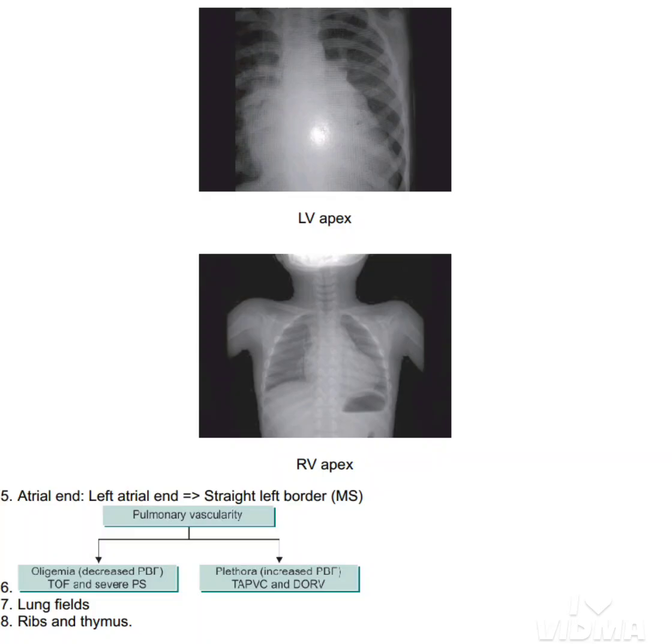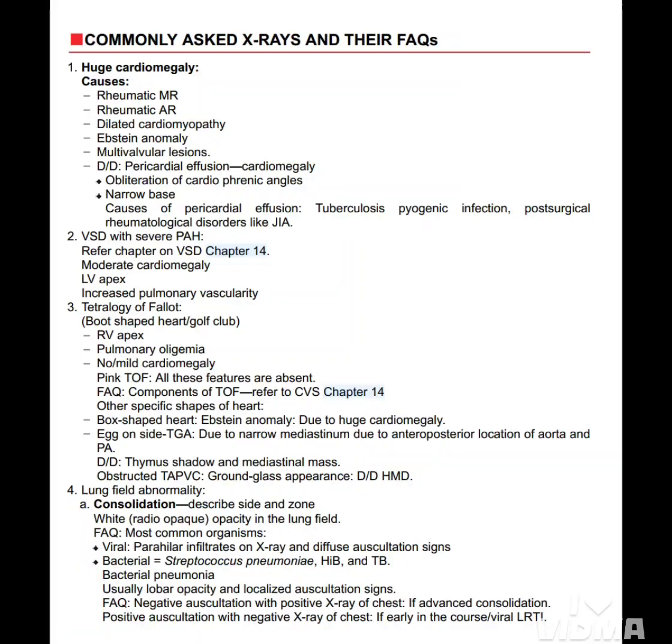Oligemia is the condition in which pulmonary vascularity is decreased. In plethora, pulmonary vascularity is increased. Oligemia is seen in TOF and severe PS. Plethora is seen in total anomalous pulmonary venous connection and DORV.